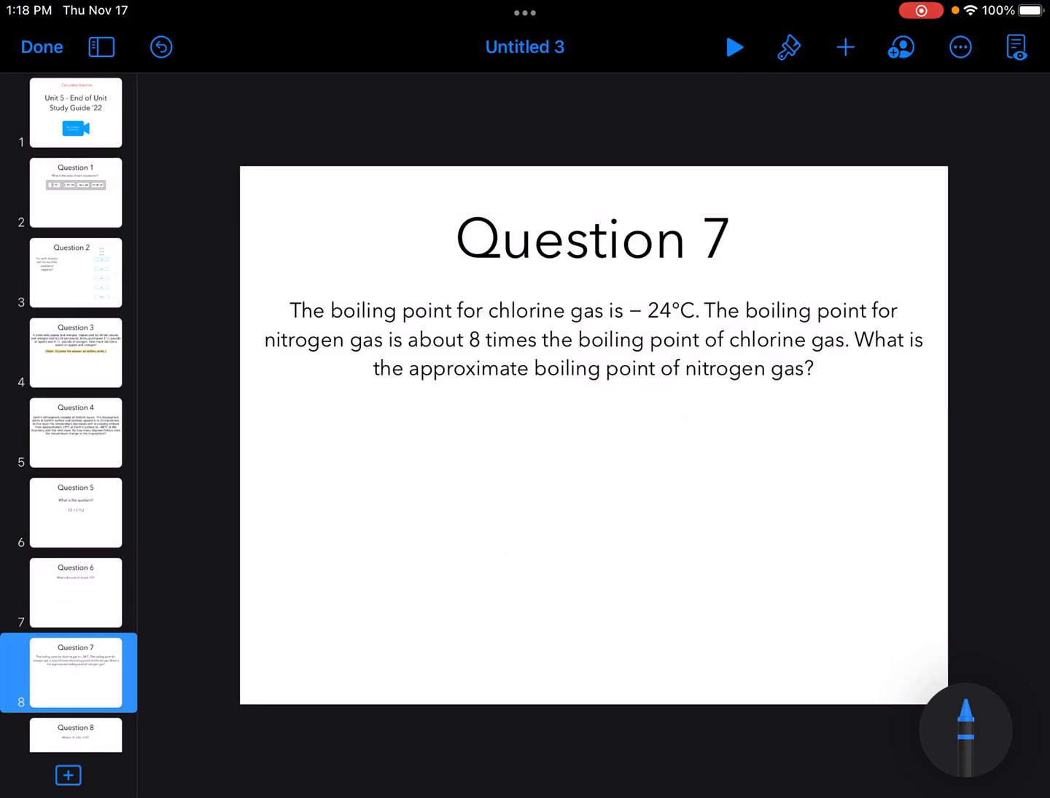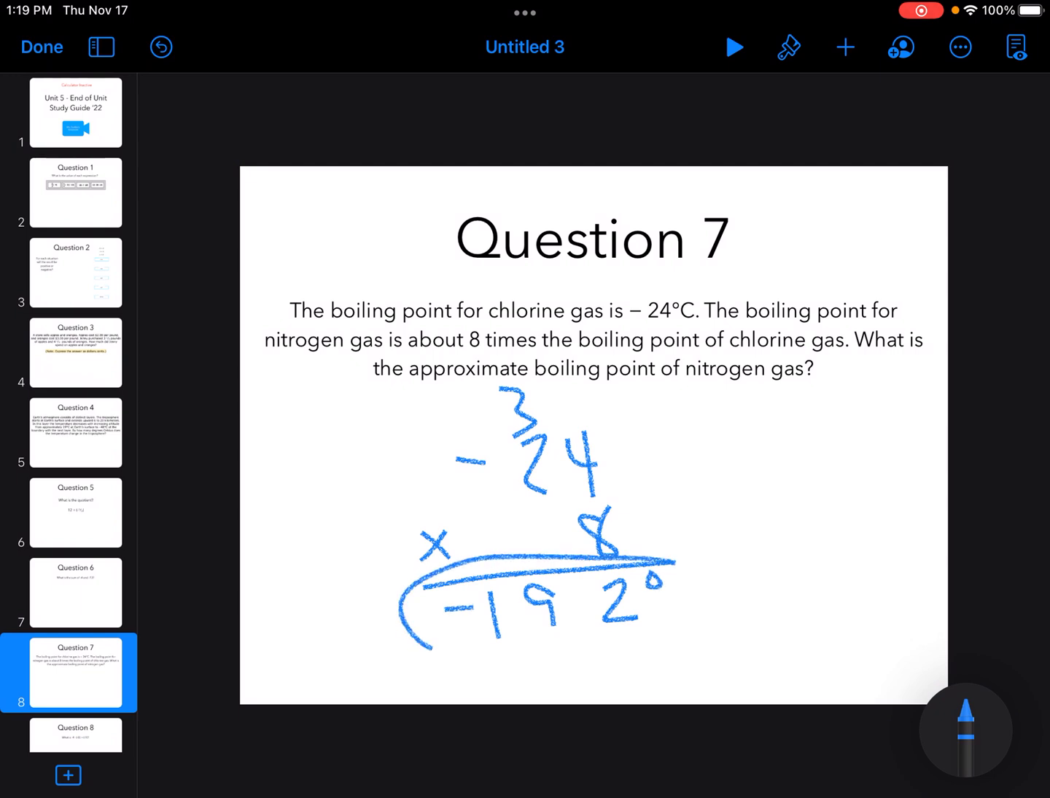The boiling point for chlorine gas is negative 24. The boiling point for nitrogen gas is about 8 times the boiling point for chlorine gas. What is the approximate boiling point? So negative 24 times 8 is going to be 32, 16, 17, 18, 19. So I get negative 192 degrees.